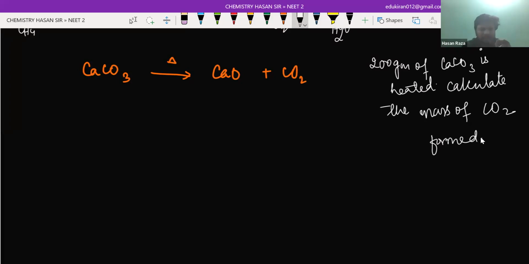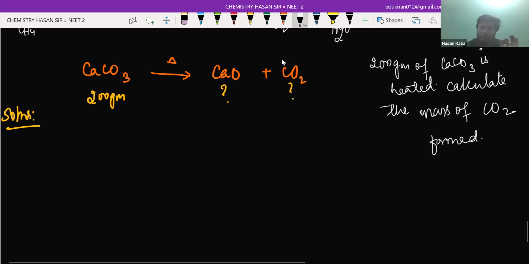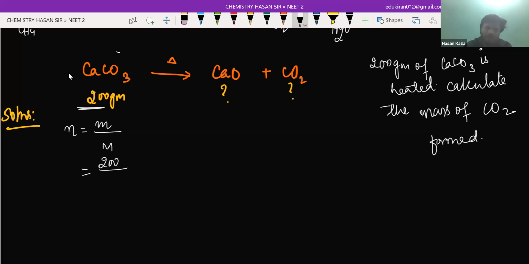So whenever mass, number, or volume, whatever is given, what you need to do is very simple. You need to calculate number of moles first. As you know that this is 200 gram given, and it has been asked, calculate the mass of CO2. So whenever mass, volume, or anything is given, you need to convert this into number of moles. Number of moles is given mass upon molar mass, and given mass you can see is 200 gram. And if you calculate the molar mass of CaCO3, it will be 100 grams. So you will get 2 mole. Are you getting my point?